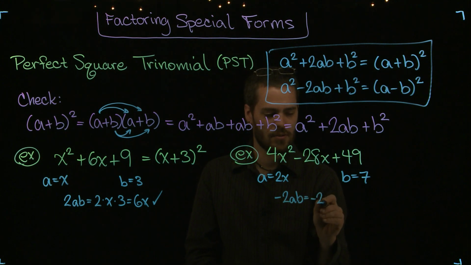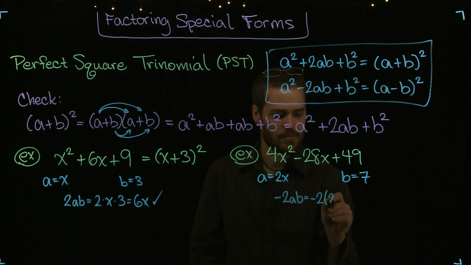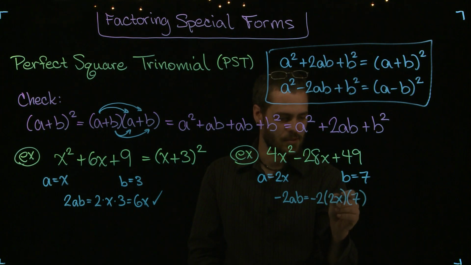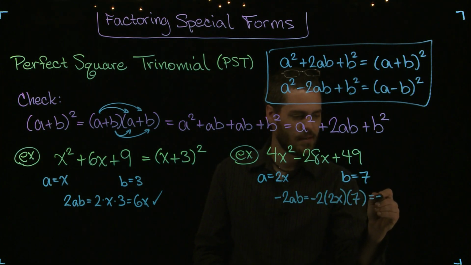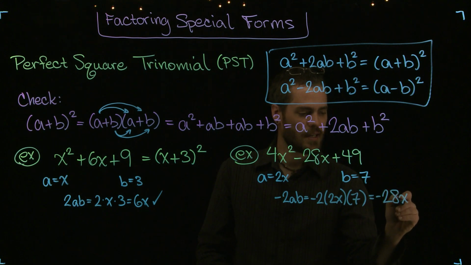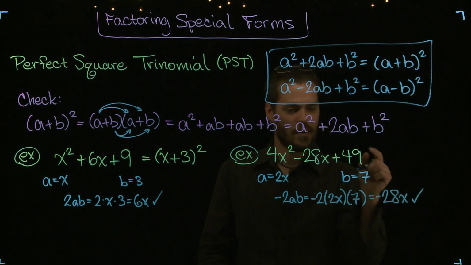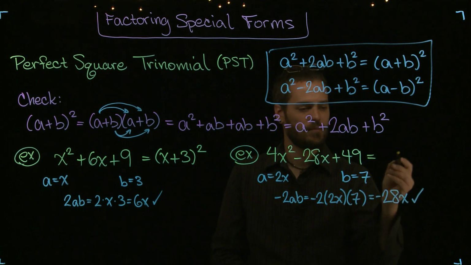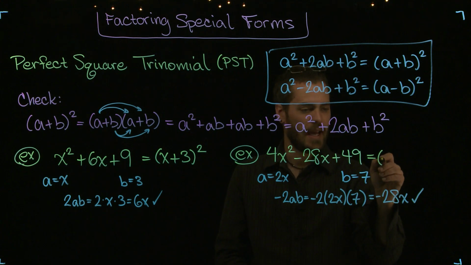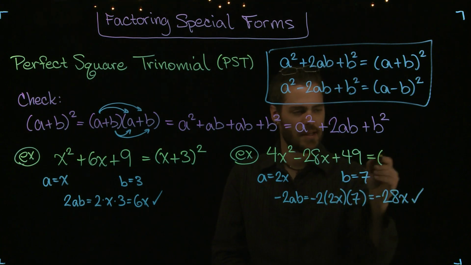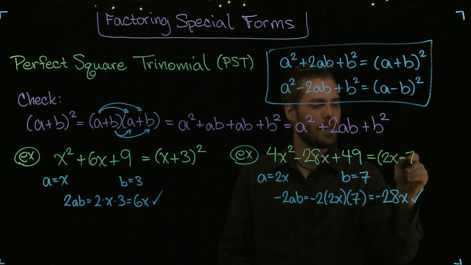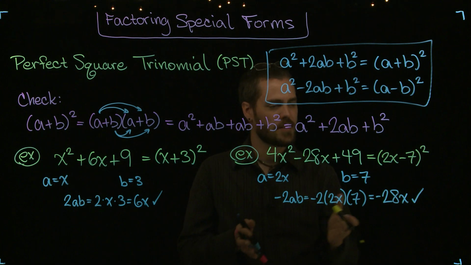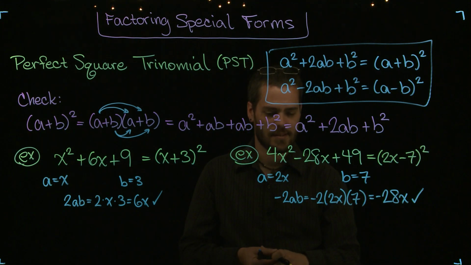So negative 2ab, what does that look like? It looks like negative 2 times 2x times 7. And let's see how that comes out. 2 times 2 is 4 times 7 is 28. We have the negative, so yeah, that is negative 28x, which is the middle term. Therefore, this is indeed a perfect square trinomial, which comes out to (a minus b) squared. So here's my a, (2x minus b) squared. And that's it. If you said 2x minus 7 times 2x minus 7, indeed, that's the same thing.